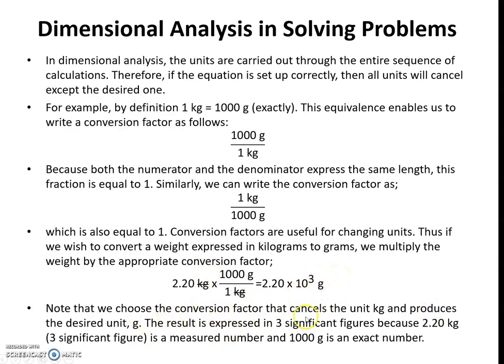Note that we choose the conversion factor that cancels the unit kilogram and produces the desired unit, which is grams. And the answer is expressed in 3 significant figures because 2.20 kilograms, which is a measured value, consists of 3 significant figures. However, we do not consider 1000 grams because 1000 grams here is a conversion factor and considered an exact number.